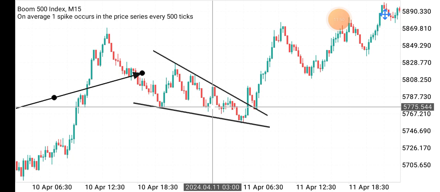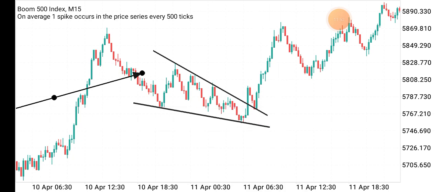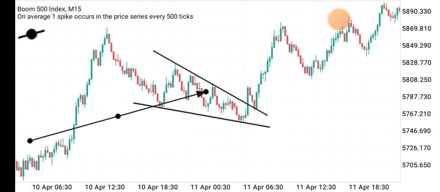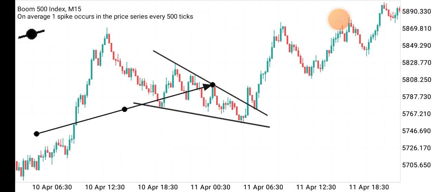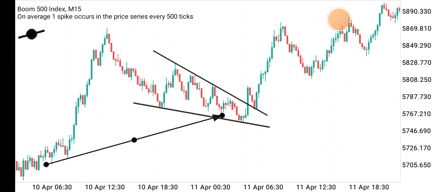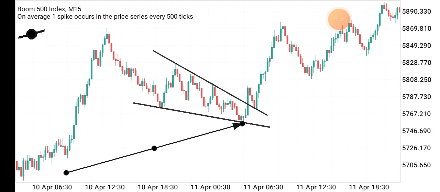So this is the lower high, then it went up again and created a lower low, then it created a lower high here and a lower low here, then it created a lower high and also a lower low.